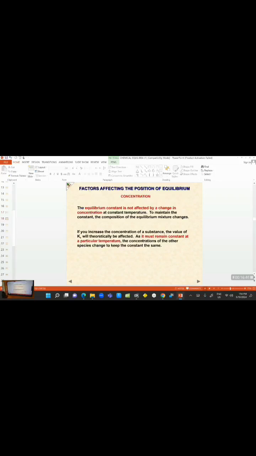So that will bring us to the concept of equilibrium constant. I believe you saw it in the syllabus. Equilibrium constants, Kp and Kc. First of all, we'll deal with Kc, then later we'll also look at Kp. Now this equilibrium constant is not affected by a change in concentration. To maintain the constant, the position of the equilibrium mixture changes. If you change the concentration of the reactant or the product, the equilibrium constant is not affected by that.